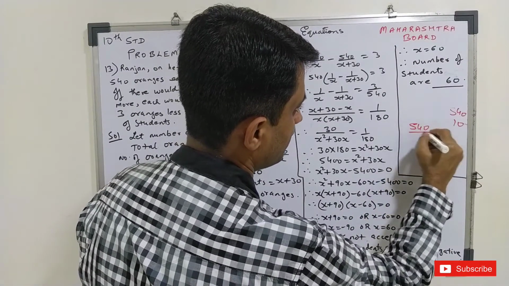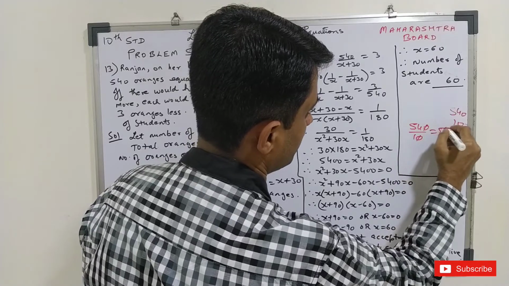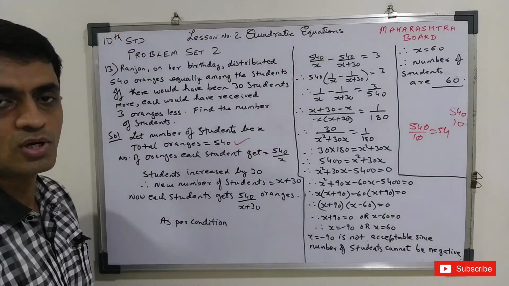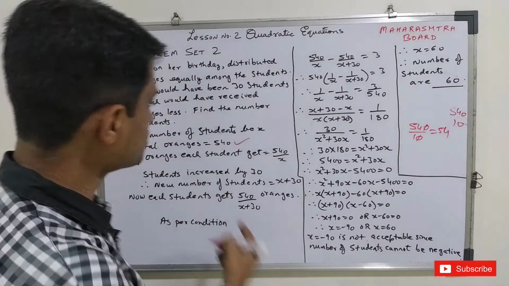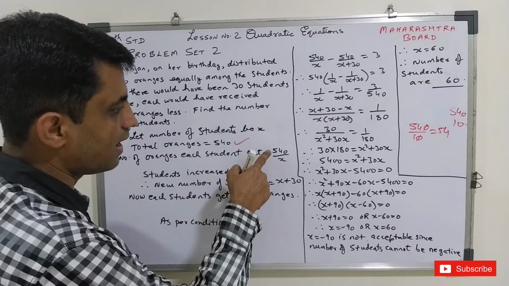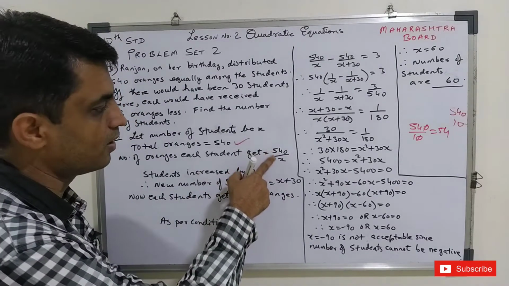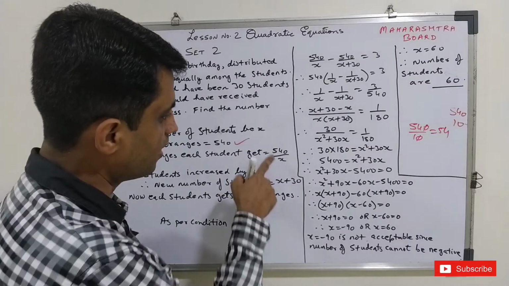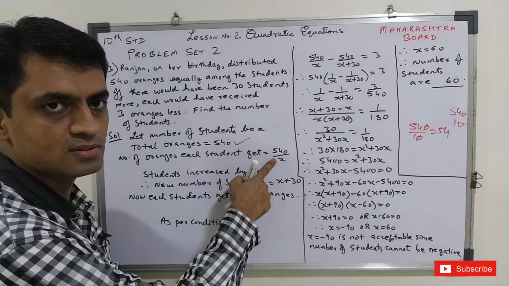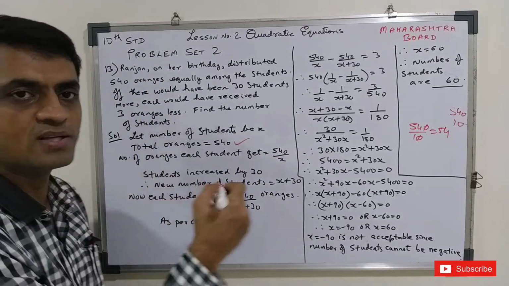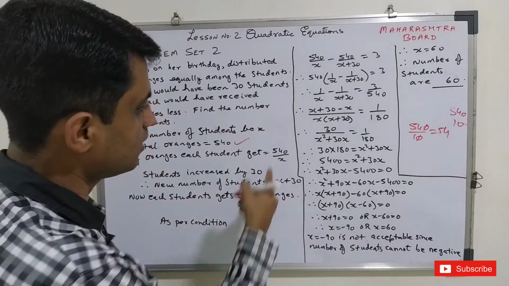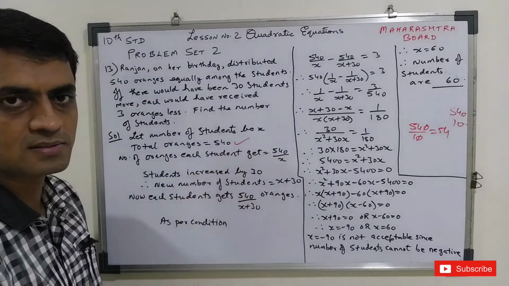540 upon 10, cut the zeros, how much? 54. So in order to see how much each student will get, you will divide number of oranges upon number of students. Number of oranges upon number of students. So this will give you how much each student will get. So each student will get 540 upon x.